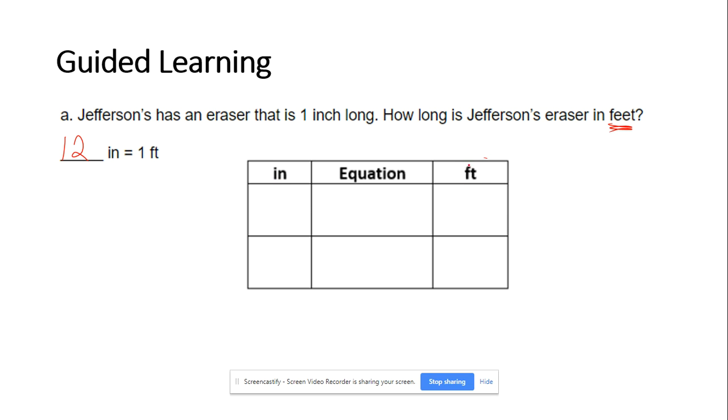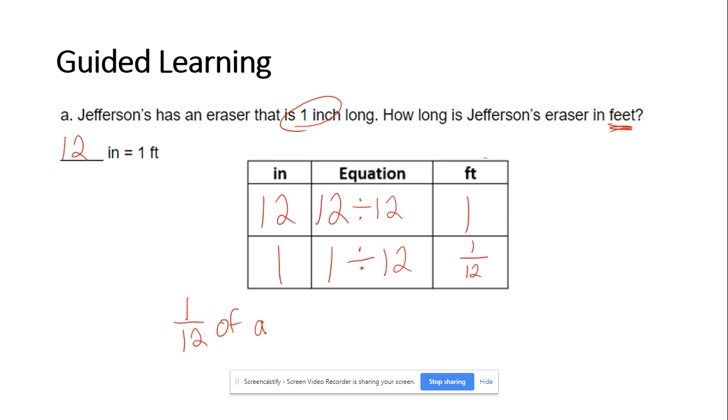So that's how we know that the feet goes on this side. Well, let's see. If we had 12 inches, I know we don't, but if we had 12 inches, we would do 12 inches divided by 12 inches per foot, and we would get 1 foot. So 12 inches equals 1 foot. But here we only have 1 inch, so we're going to put 1 inch here. We're still going to do the same steps though. 1 inch divided by 12 inches per foot equals 1/12 of a foot. The eraser is 1/12 of a foot long.